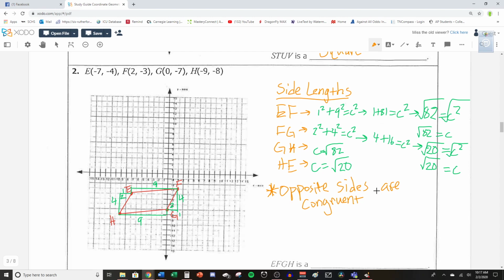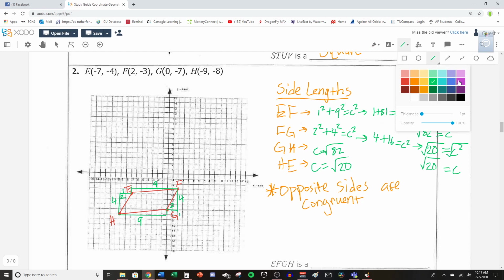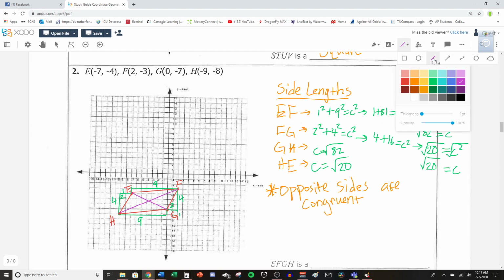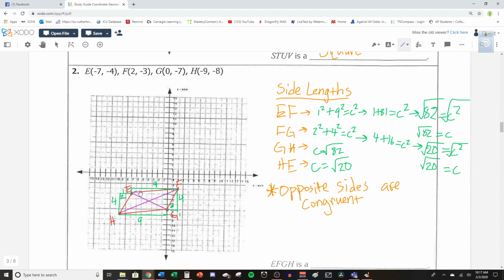Okay, let's look at these diagonals. I'll do purple again to show these. And we're going to go from E to G and F to H. Got a blue, so we're going over and then up. So this is over 9 and up 1 again. So the diagonal is the exact same length at, oh, sorry, I'm measuring the wrong thing. We need the purple lines. Let me get rid of these.